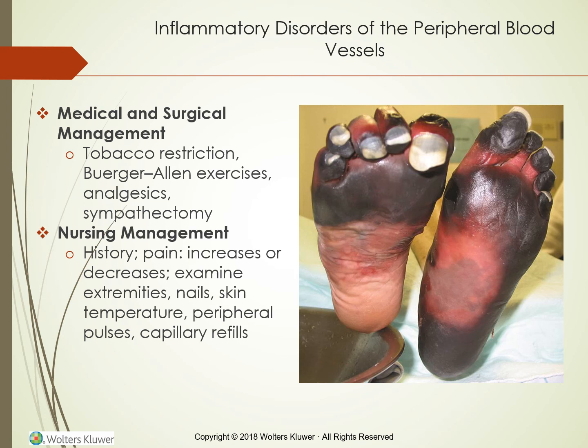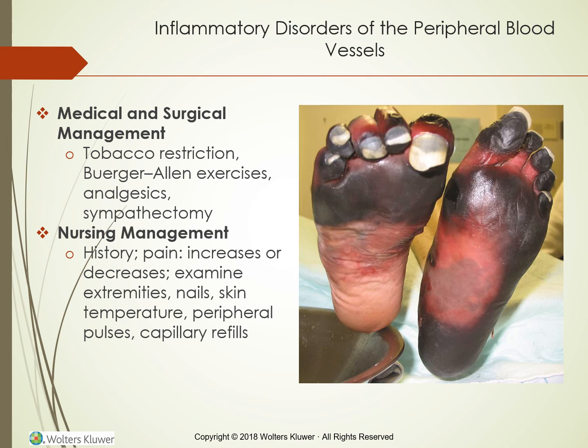Nursing management. The nurse takes a thorough history, which includes a smoking history and a review of symptoms and how long they have been present. The history also includes the client's description of the type and degree of pain and factors that increase or decrease it. The nurse examines the affected area for redness, swelling, and other color changes such as cyanosis and mottling. He or she inspects the nails and skin for changes and notes the skin temperature above and below the affected area. The nurse also monitors the presence and quality of peripheral pulses and assesses capillary refill time.